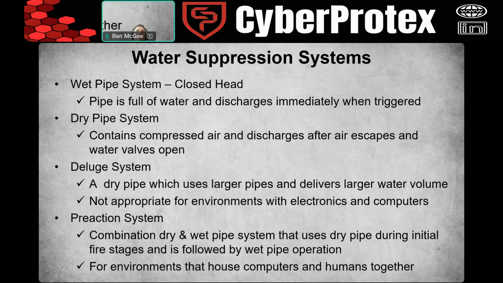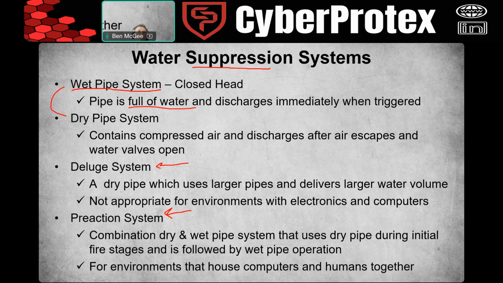The suppression methods, typically, we usually will see either the deluge or a pre-action system. So the wet pipe, let's just go through that. It's got a closed head, so the pipe is actually full of water. And immediately when it's triggered, it comes out. The dry pipe has compressed air, so no water is in there. And then when the air escapes, the water valve's open. So that's the difference between the wet pipe and the dry pipe.